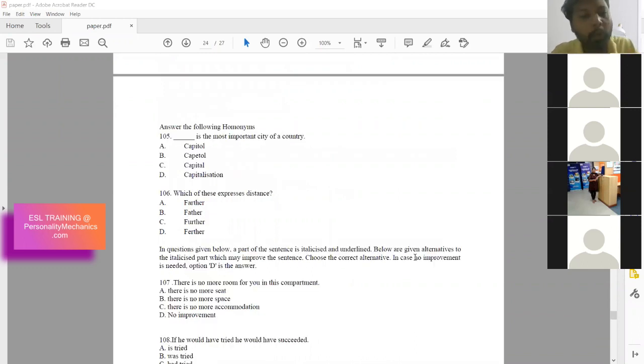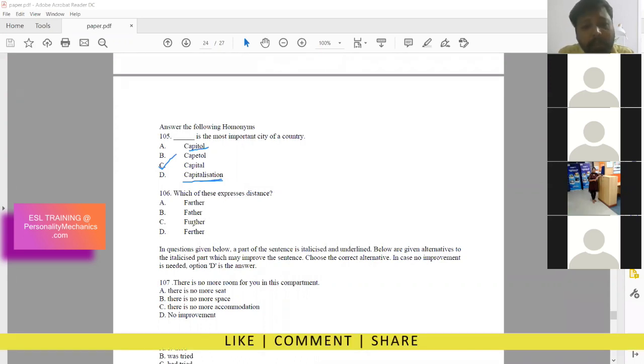So these are homonyms. Okay, cool. They want you to mark the correct answer out of these. The first one says, dash is the most important city of a country. Most of you know that it should be this one, capital. Next is, which of these expresses distance? Yes, there are two rather. Further also expresses distance, but it says that you're moving ahead, right?